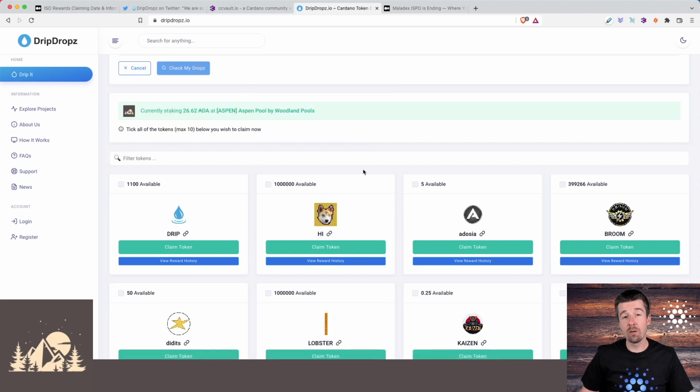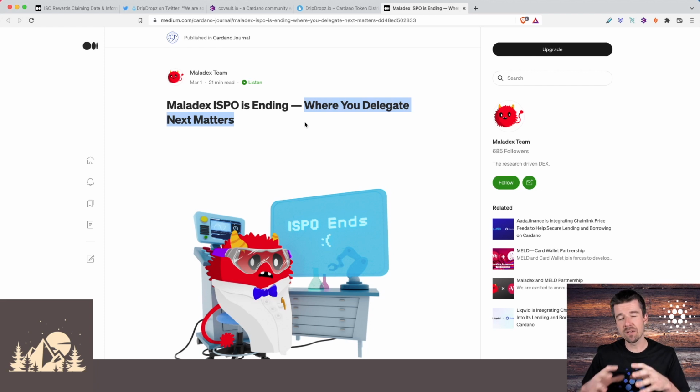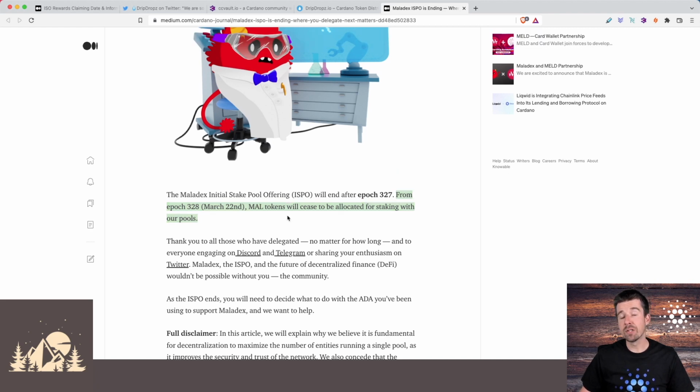And right around the same time where everybody was talking about how to claim the SundaeSwap rewards, Maladex put out an article reminding everyone that their ISPO is coming to a close, and let's not forget that where you delegate next matters. So let's take a look here because it's a really great write-up on both the timeline of the ending of their ISO and additionally some things to consider on where you move your stake next after all these ISOs wrap up. So the Maladex ISO is wrapping up after Epoch 327, which means that after March 22nd at the start of Epoch 328, MAL tokens will no longer be allocated for delegating to any of their pools. So at this point, you're getting no additional incentive for delegating to a MAL pool versus any other pools.